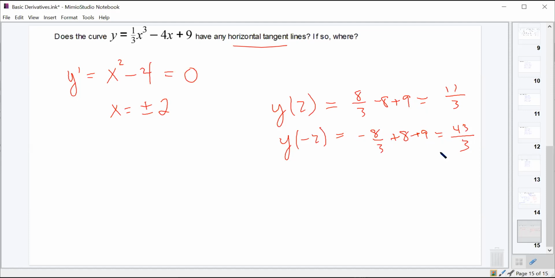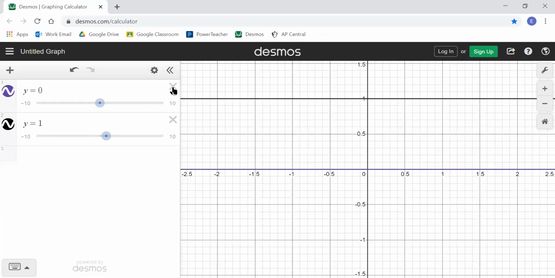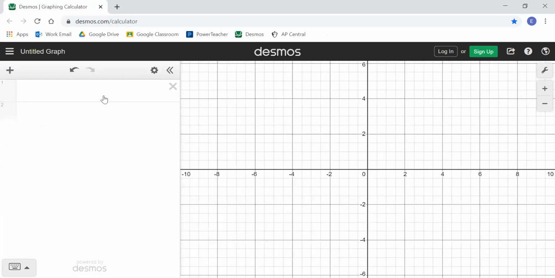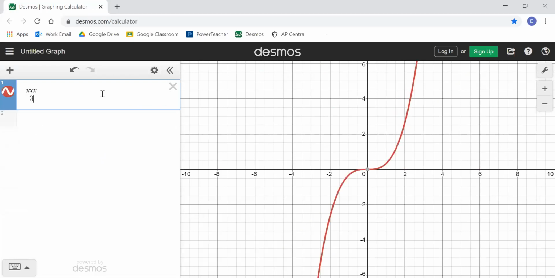I think I did that. Hopefully I did that arithmetic right. We'll find out when we graph it on Desmos. Is that what you guys all, I know I didn't ask you to do this part, but did you all get plus or minus 2? Yeah. All right. Cool. So what do we have? We had 1/3 x cubed, right? Minus 4x plus 9.